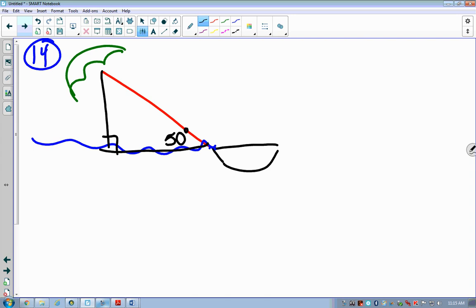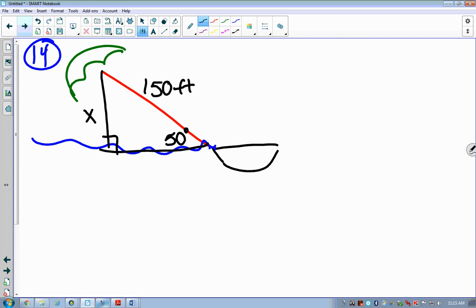It says it makes an angle of 50 degrees with the ground. So there's your 50 degrees. It tells me the length of the rope was 150 feet, so it goes from there to there. We want to know how high above the water the parasailer is. You can do it with vehicles, but I wouldn't suggest it. So we're looking for x in this case.